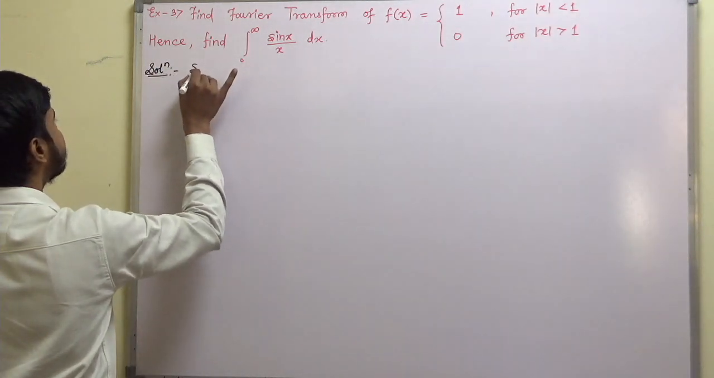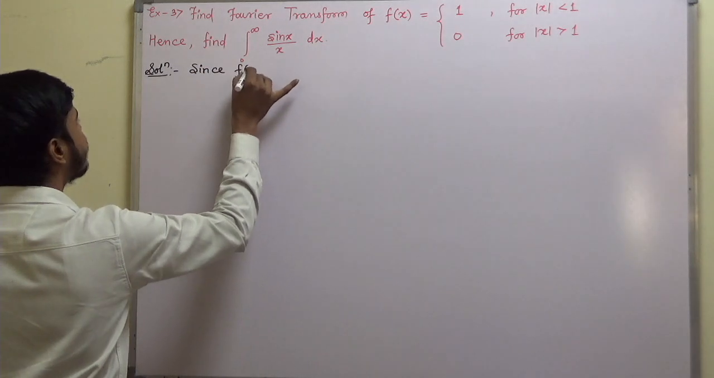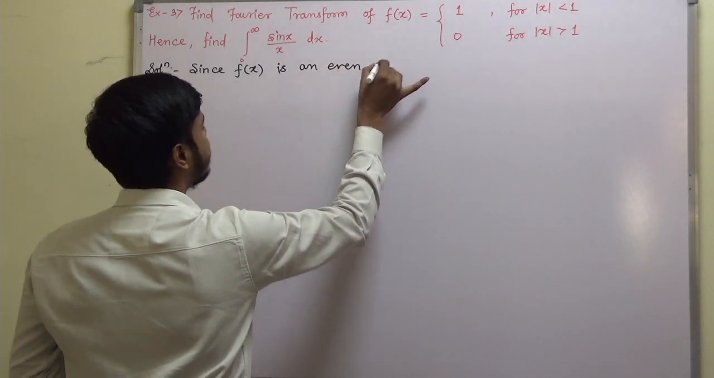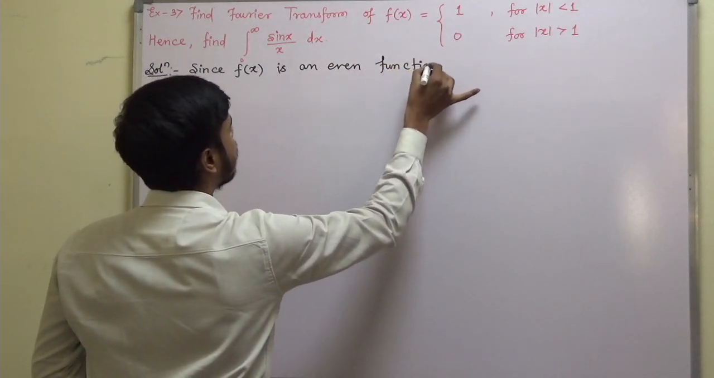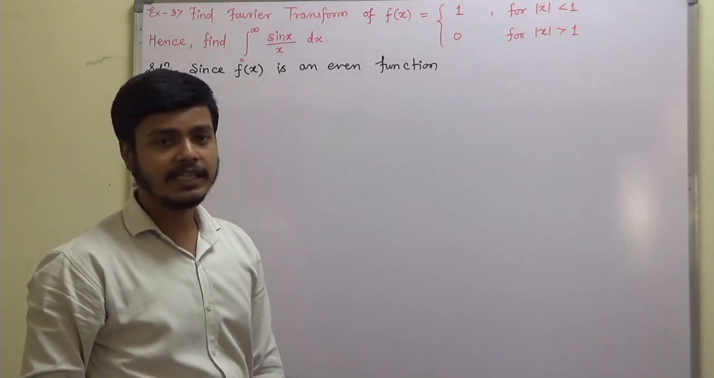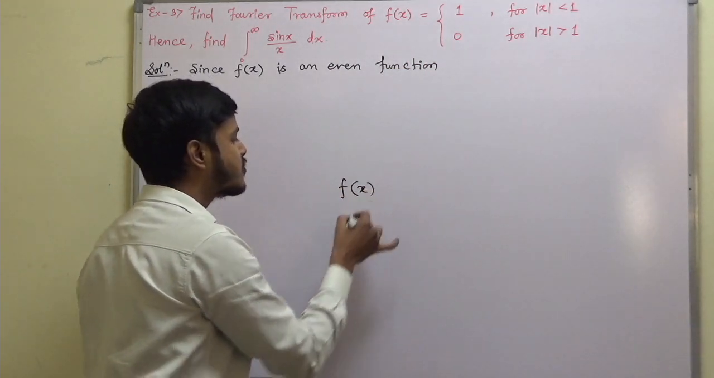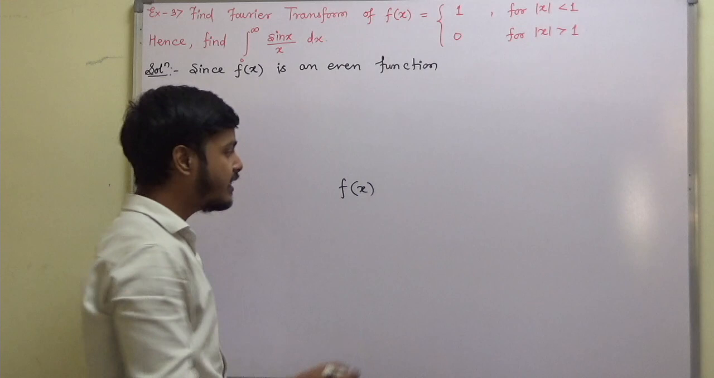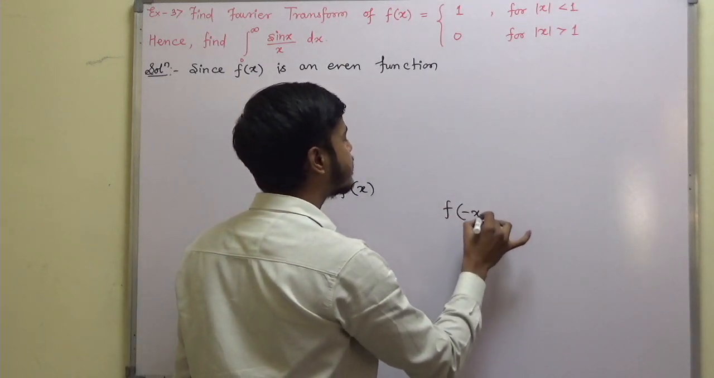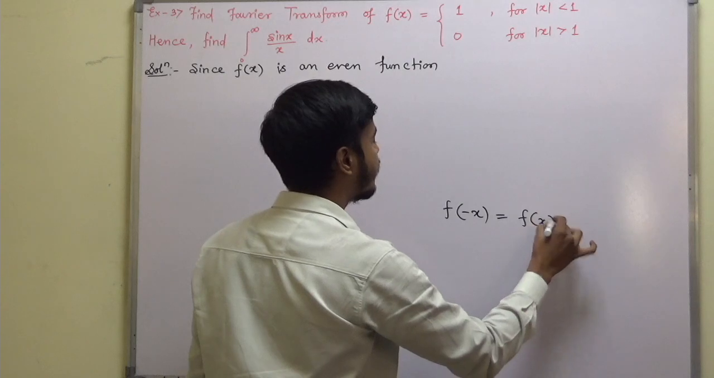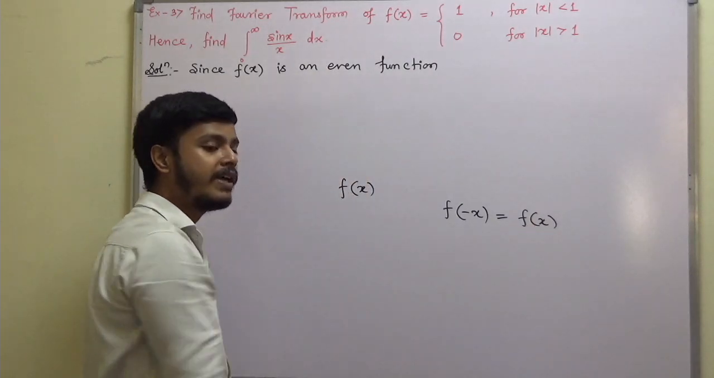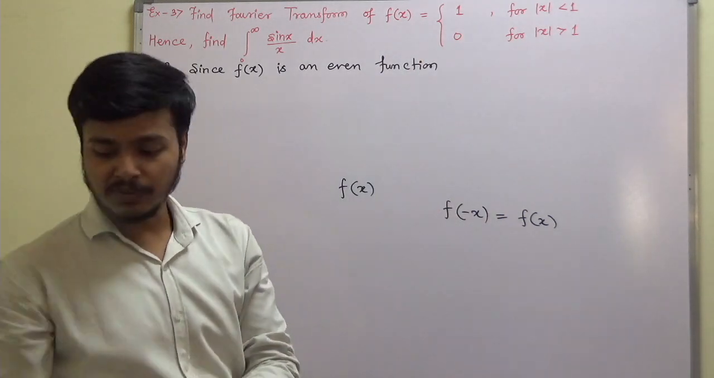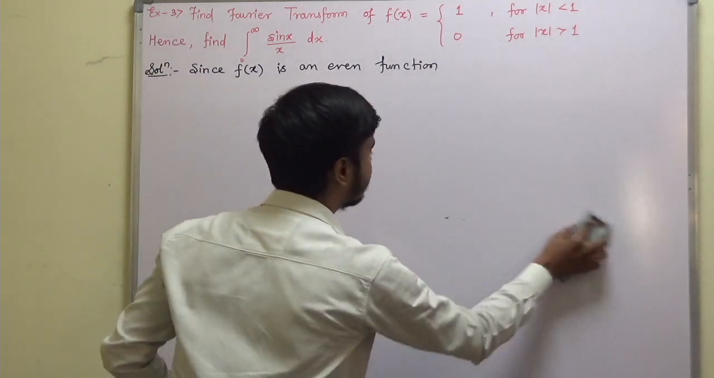So you can write since f of x is an even function. I hope the definition of even function is clear to you. If this is my function f of x, we can say that this function is even if I replace x by minus x, I must get f of x. Then we call this function f of x to be even. That is the definition. But here as you can see, the function takes the constant value. So constant function is an even function, right?